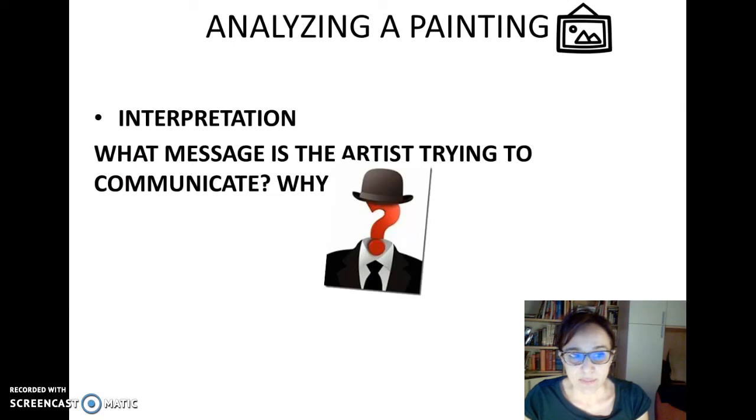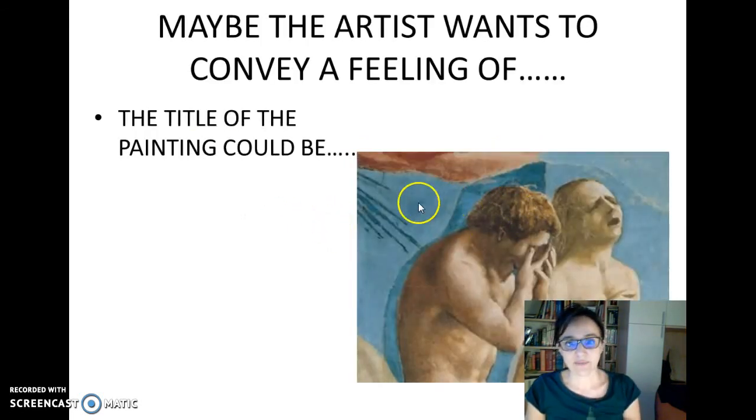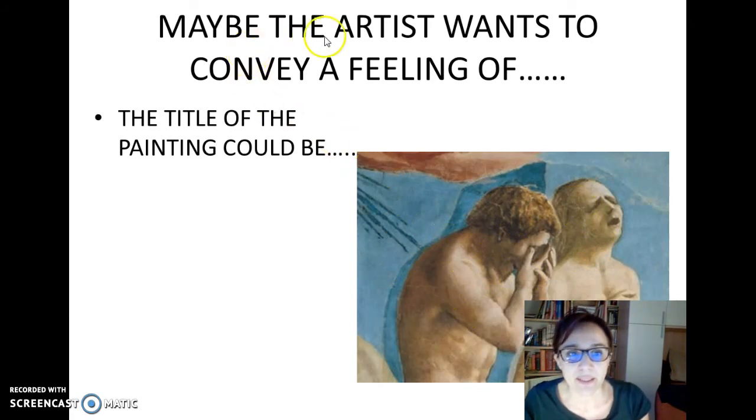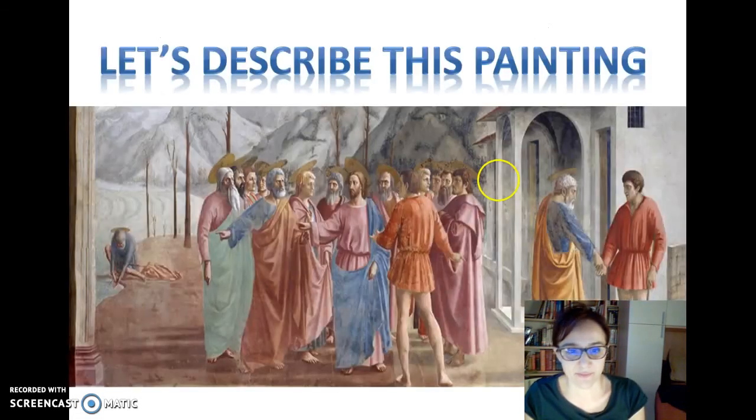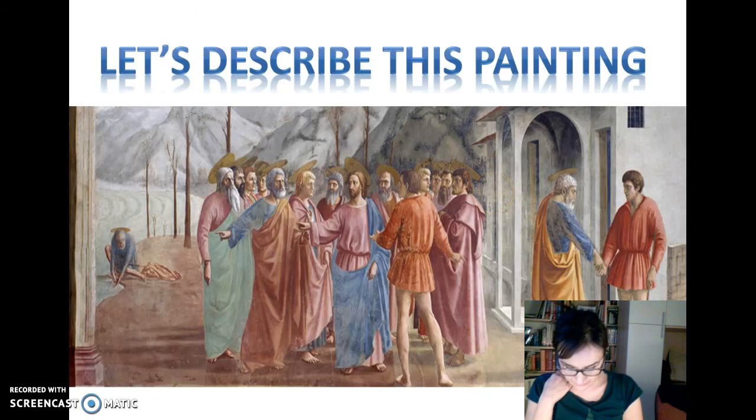Okay. Then, let's talk about the interpretation. What message is the artist trying to communicate and why? For example, let's have a look at this detail. Maybe the artist wants to convey a feeling of what? I have already given a personal impression. What about you? The title of the painting could be what? This is very personal. Now it's your turn. Please describe this painting, remembering what I have already said.